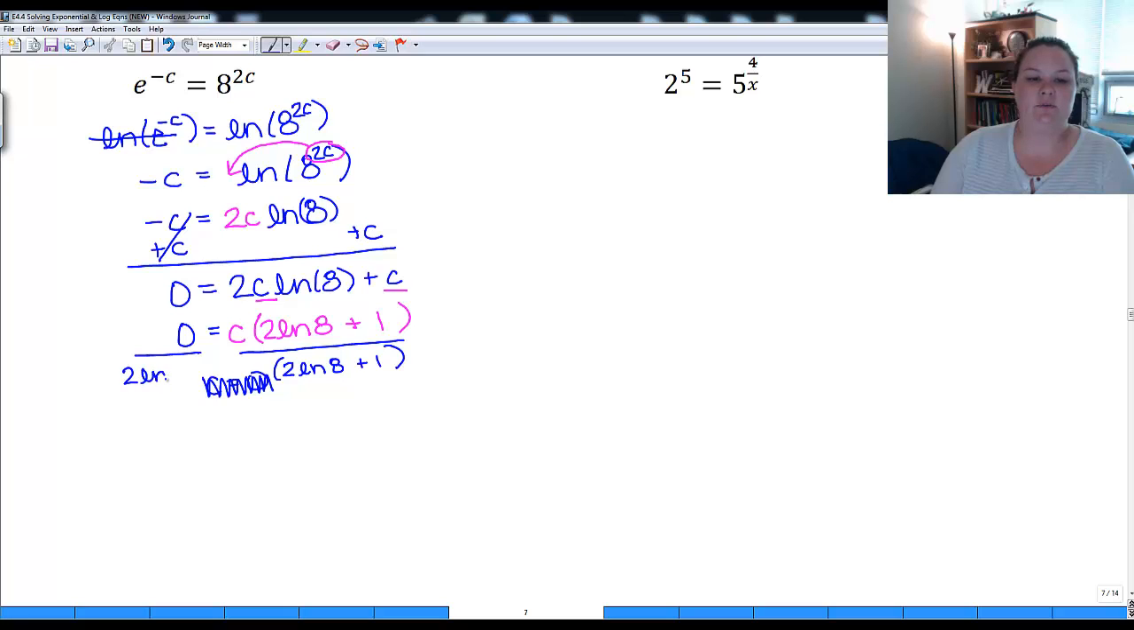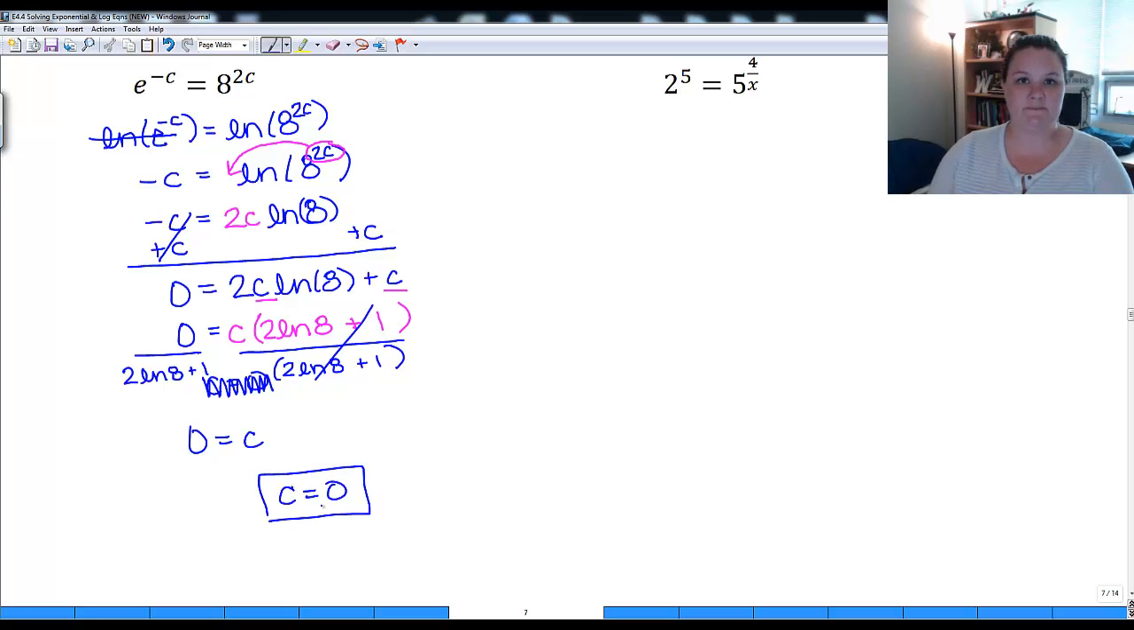If I divide off 2 ln 8 plus 1 off of both sides, it cancels on this side, and on the other side, 0 divided by a number is still just 0. So I end up with C is equal to 0. Okay? All right, let's look at another one.